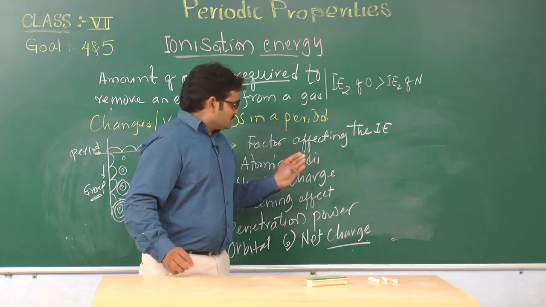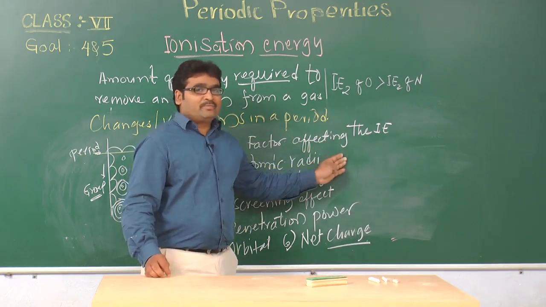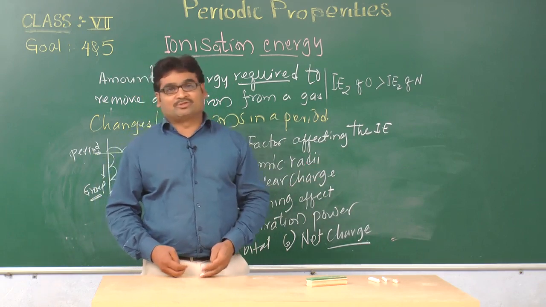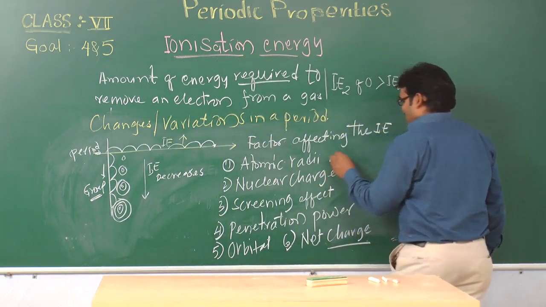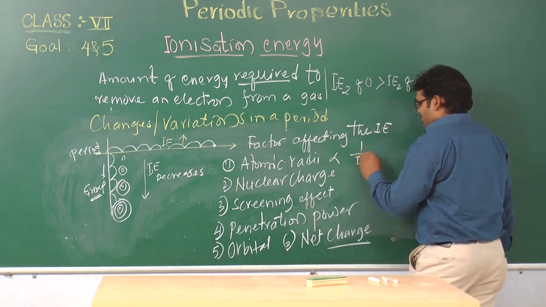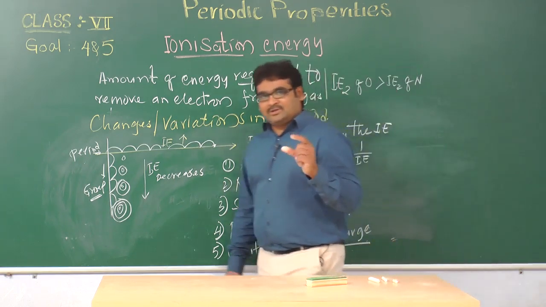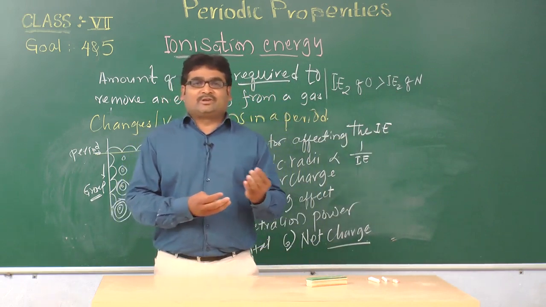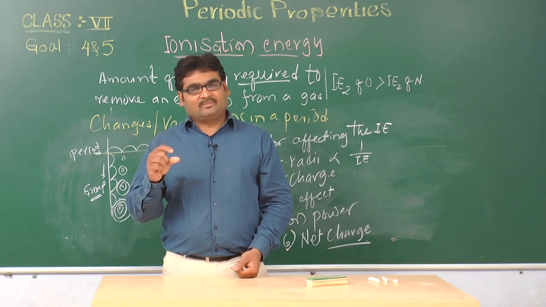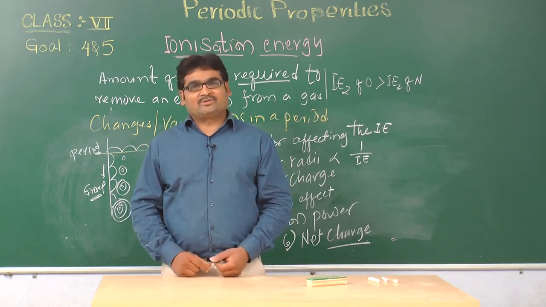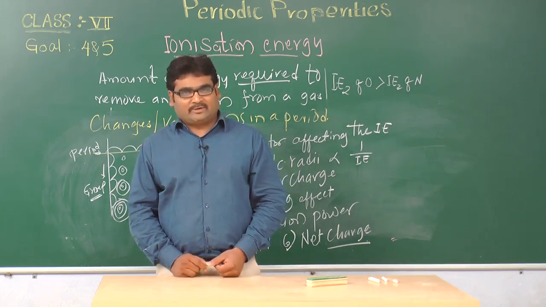So, the size and the ionization energy are inversely proportional. Larger the size, the lesser the amount of energy required. Smaller the size of the atom, the greater the amount of energy required to remove an electron.